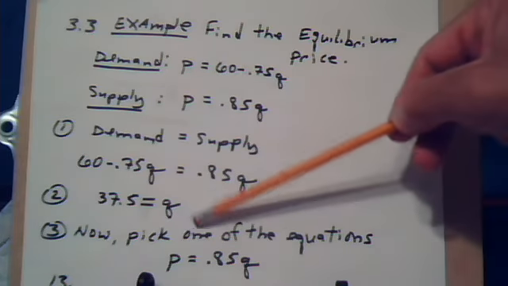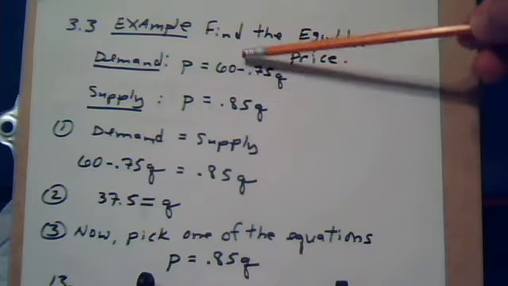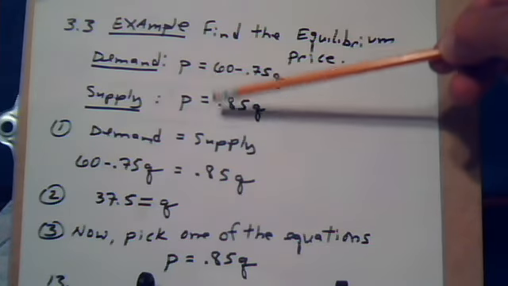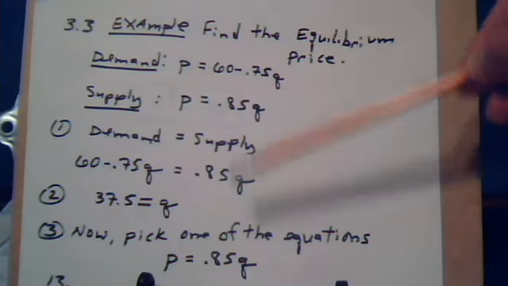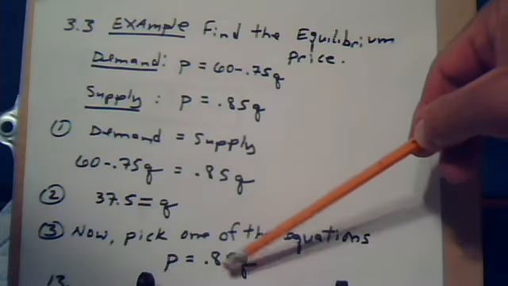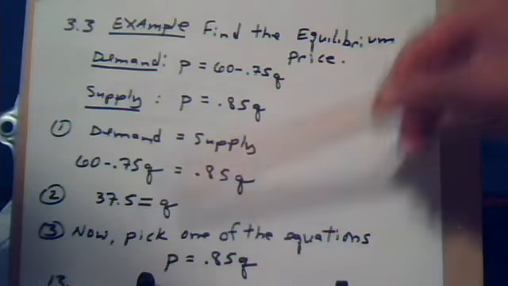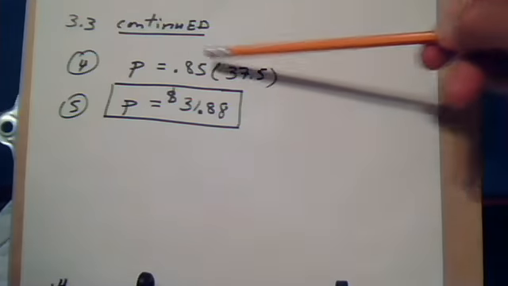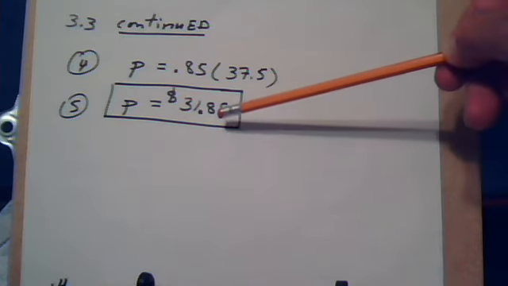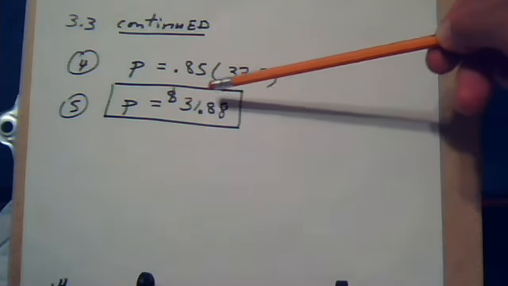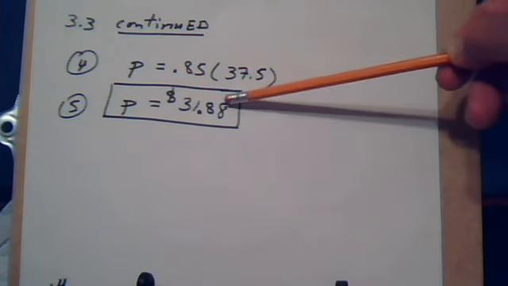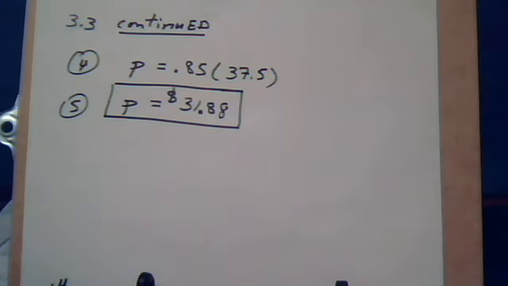Now pick one of the equations. It doesn't matter which one because they are equal. So you could pick whichever one you like. I'll pick the easier one. And I'm going to plug in that Q that I found. I'm going to plug it in here. And I'm going to find that magical price where everybody's happy. So the price is $31.88. So whatever they're selling, if they sell it for $31.88, the supplier will be happy and the buyer will be happy. It's the perfect price, the equilibrium point.